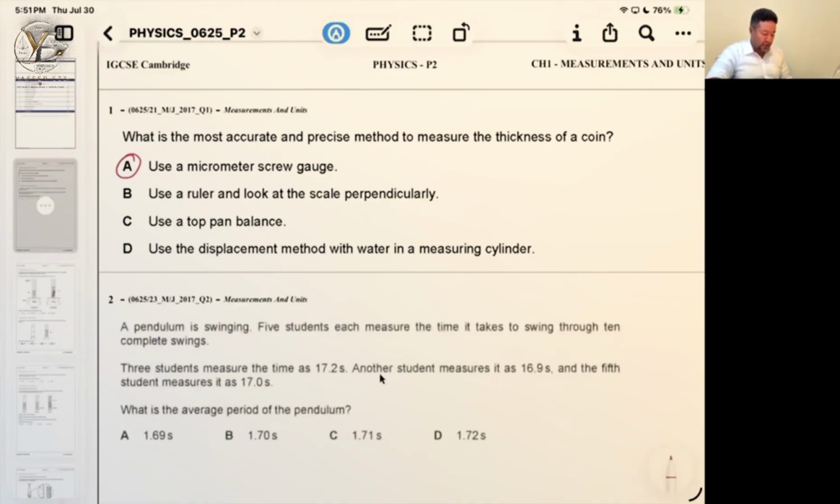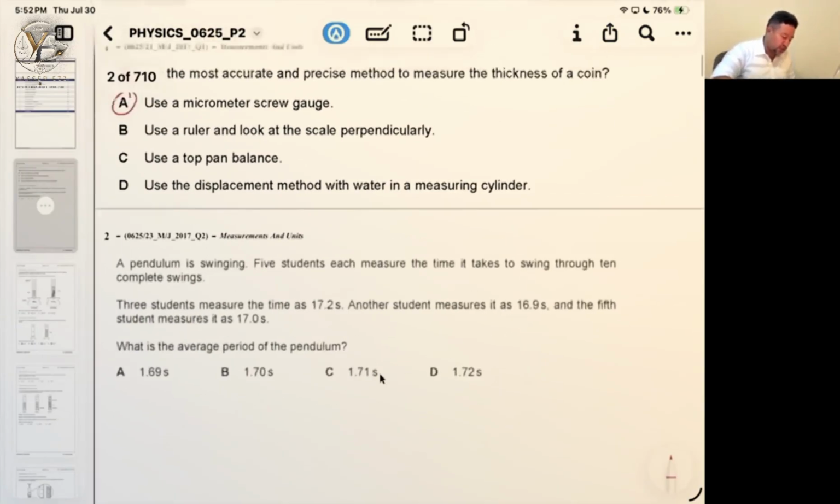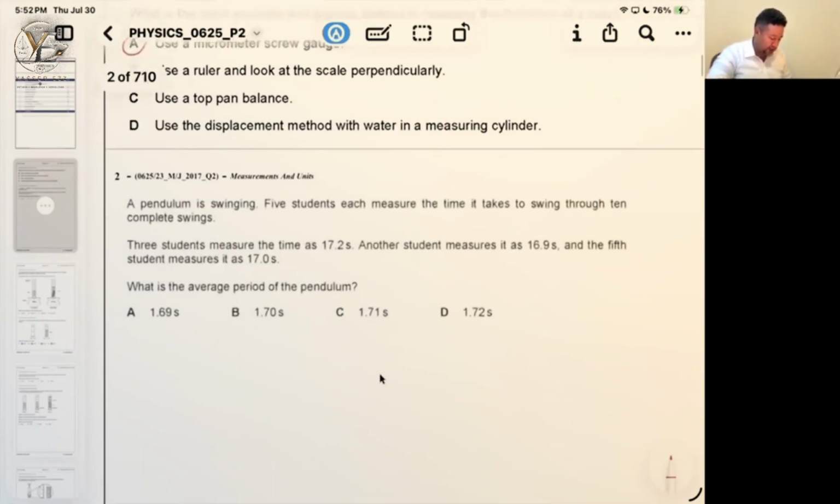Using a ruler and looking perpendicularly is an accurate technique, but the ruler can measure 1 millimeter and the thickness of a sheet of paper is 0.1 of a millimeter. So it will be very small and we cannot use a ruler for measuring it. A two-pan balance is used for measuring the mass, not the thickness. The displacement method is used to measure the volume, not the thickness. So the correct answer will be letter A.